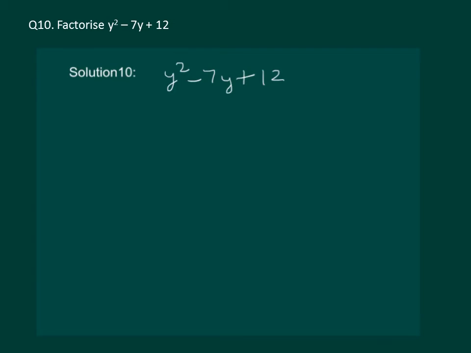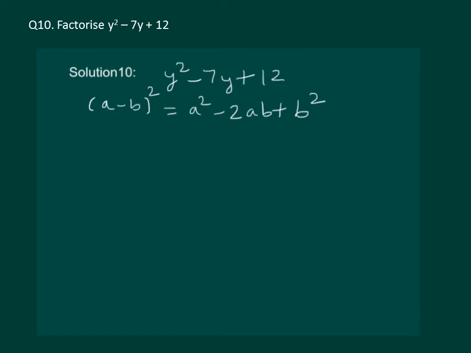Let us read the question on the slide. We have to find the factors of y square minus 7y plus 12. Let us see. Can we compare it to the (a minus b) whole square identity, which is equal to a square minus 2ab plus b square?